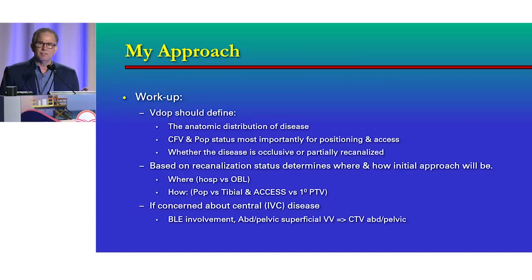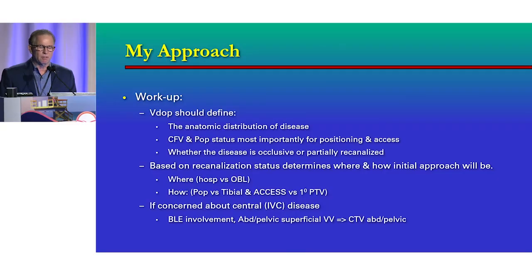You really want to find out if this disease is occlusive or just partially recanalized. This really determines whether I'm going to do this in the hospital or my OBL. And how I'm going to do it depends on whether there's extensive occlusive DVT or chronic disease, or whether this is subocclusive and you have channels that you can work with. Because if it's occlusive and I'm going to use a lot of devices and it can be very expensive, I'll take it to the hospital and use the Access protocol.